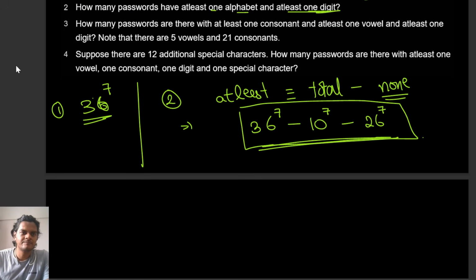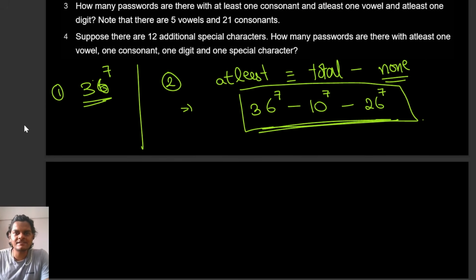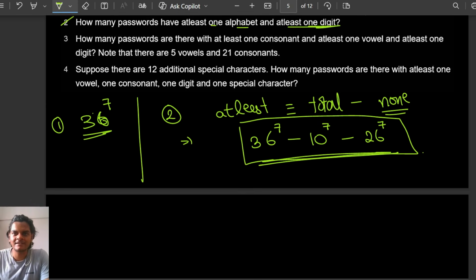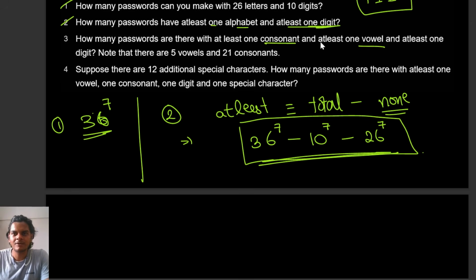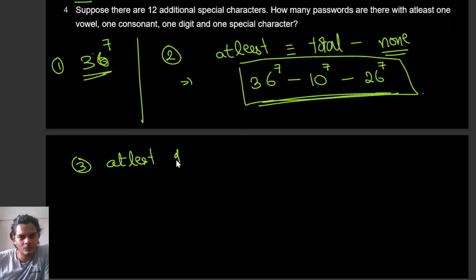Now second question done. Let's take the next one. How many passwords are there with at least one consonant, one vowel, and one digit? A consonant is a letter which is not a vowel, right? So we are dividing the alphabet into two different parts now. This is a classic inclusion exclusion principle. So at least one consonant, one vowel, and one digit, right?